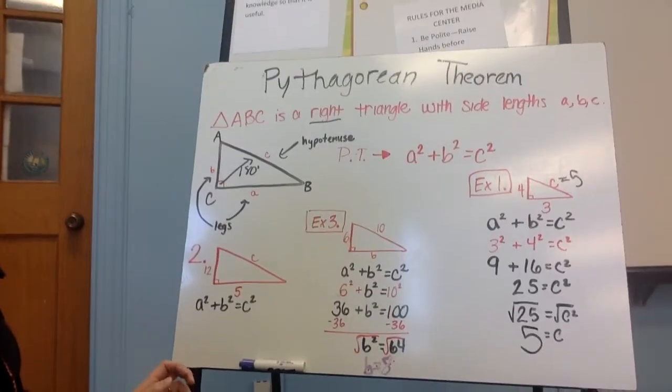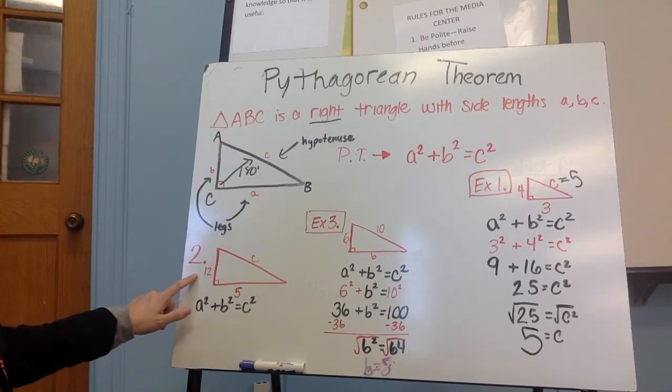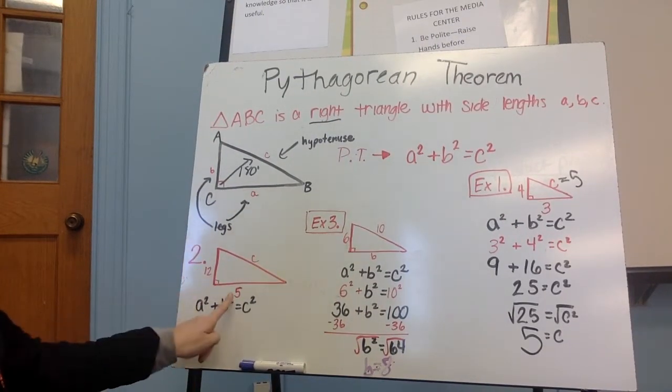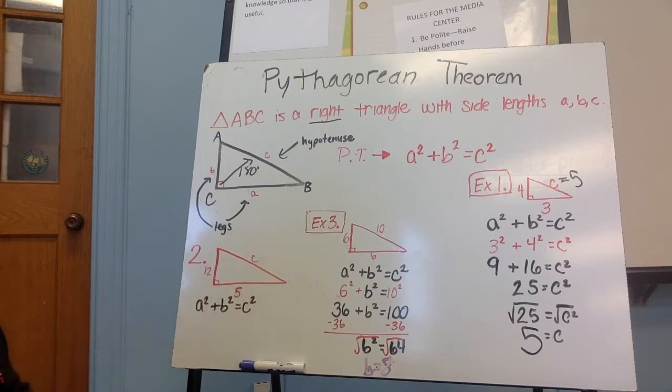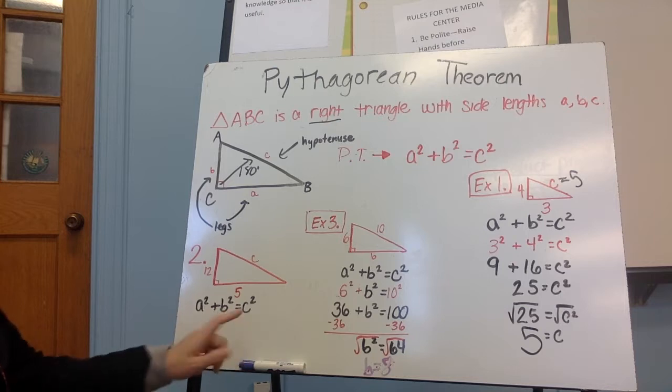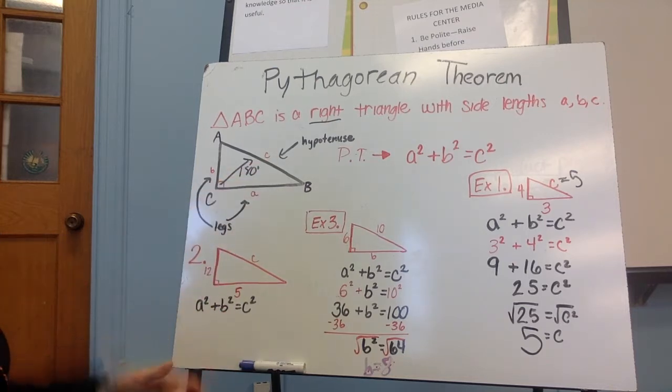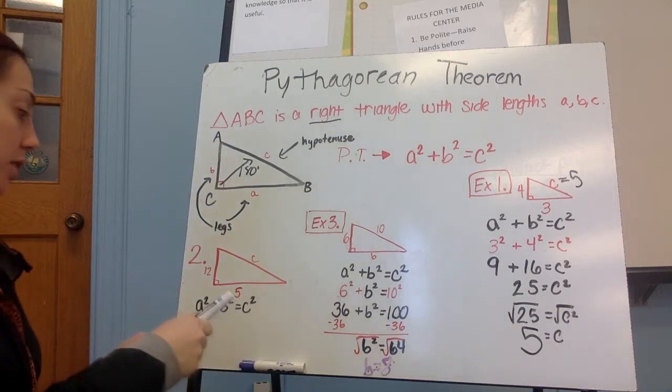All right, I want you to look over here. I've got a right triangle. I've got a 12 over here, a 5 at the bottom, and c is my unknown. And my formula for the Pythagorean theorem is a squared plus b squared equals c squared. Because this is a right triangle, I'm allowed to use this. Pause the video, hit play when you're done. I'll show you what to do.